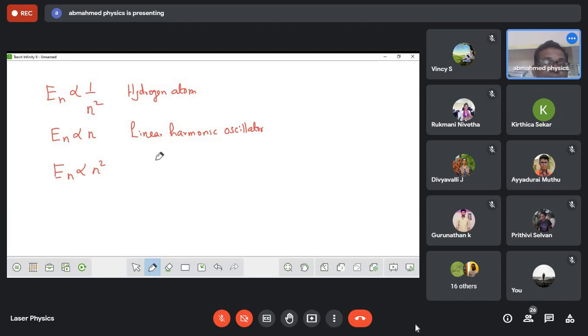Who? Sir, Kritika. Kritika. Very nice. So this is particle in a box. So these three model systems are the only ones you will be dealing with in your quantum mechanics. So when you do quantum mechanics, you must always remember this.